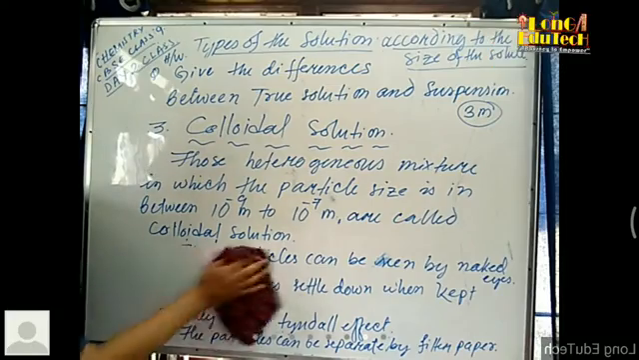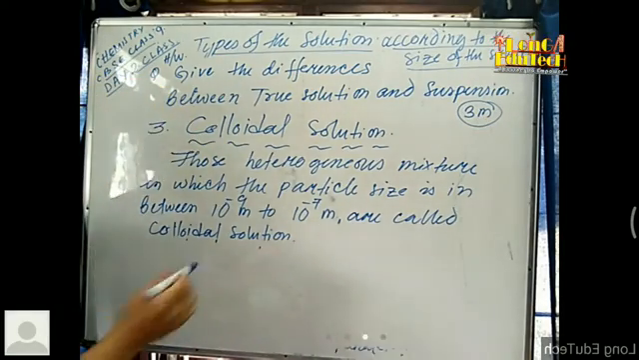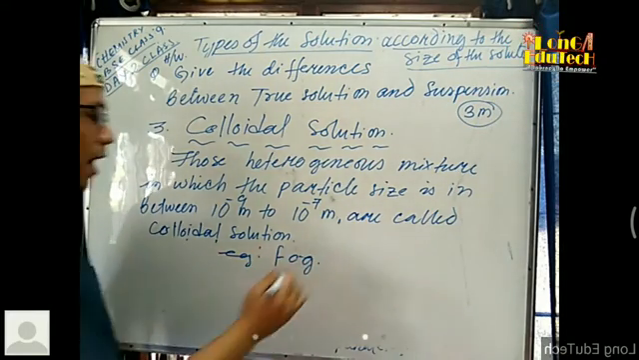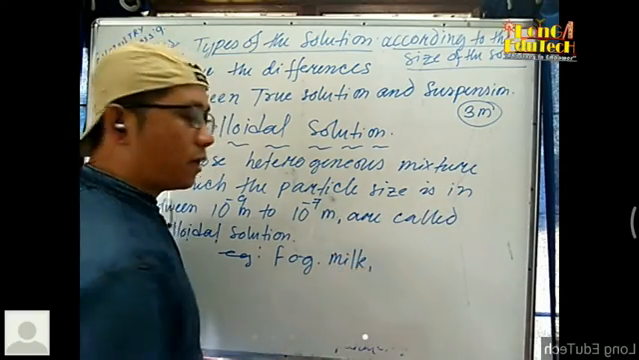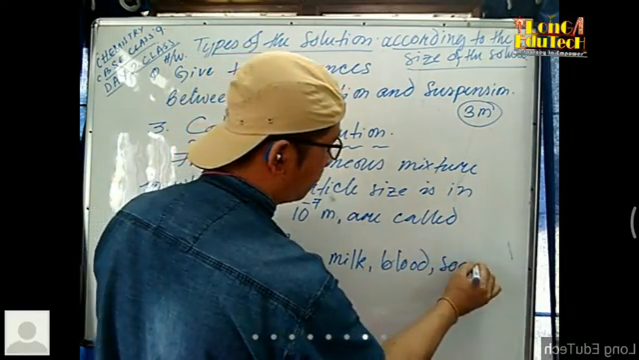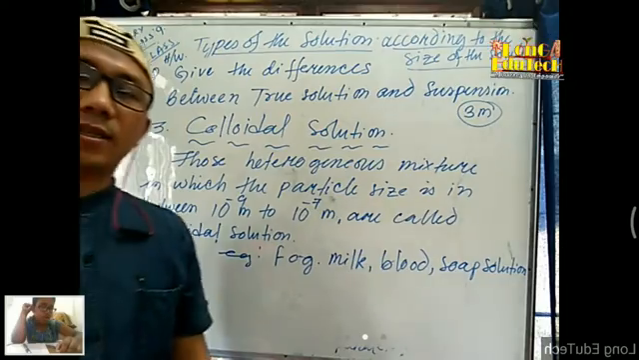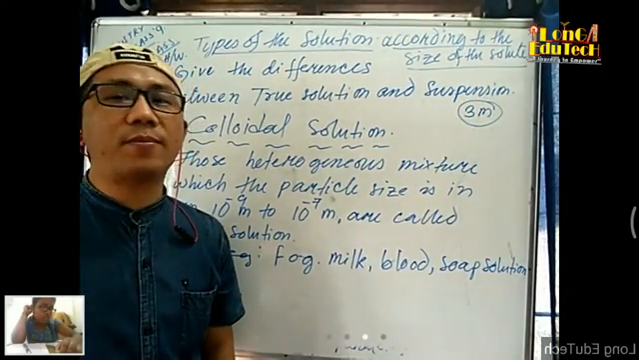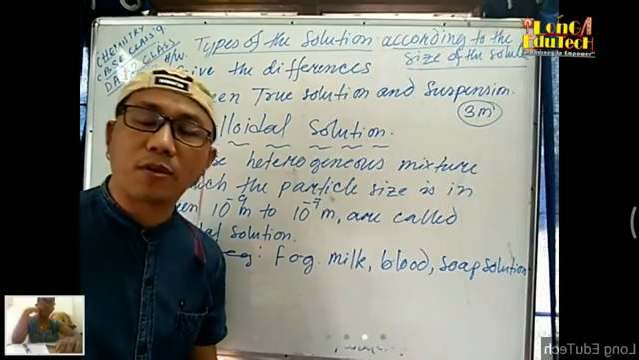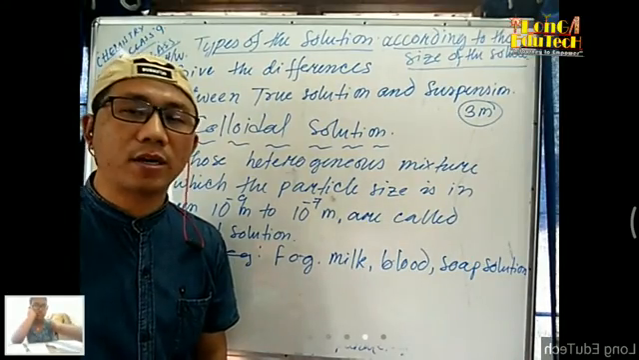Here will come the examples. Examples of colloidal solution are fog, and milk. Milk is also a colloidal solution. Blood is also a colloidal solution, and soap solution. You know the milk, the white color you see. You observe there the milk contains some kinds of protein. It is a mixture of the proteins along with the water. So that is also a solution.